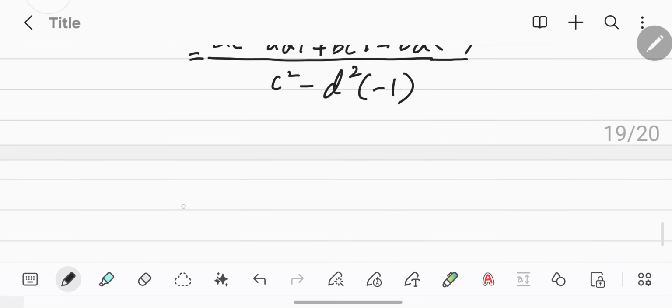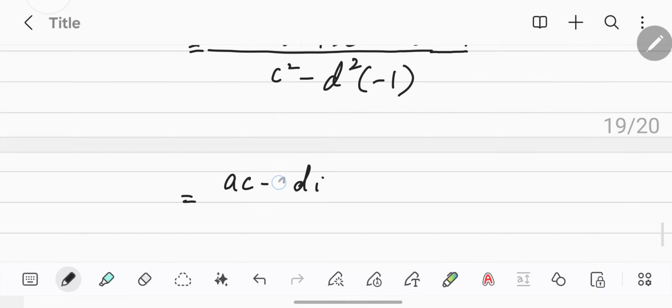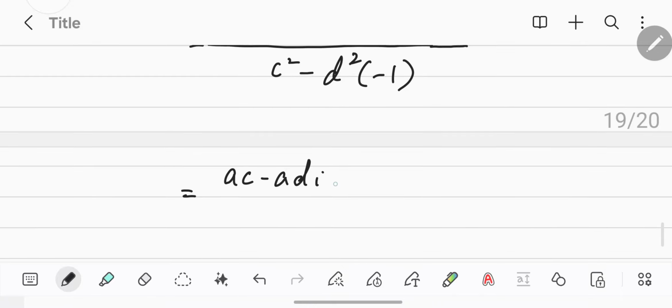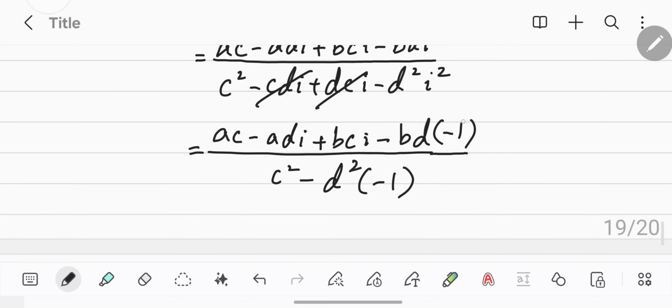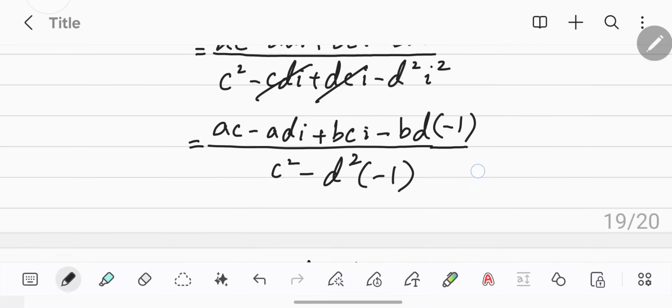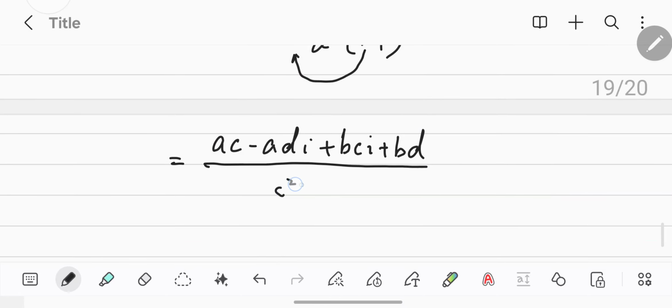Make another step. It is ac minus ad iota plus bc iota plus bd, because this minus will kill this minus, so it will be plus bd. Similarly, this minus will kill this minus, and it will be c square plus d square.